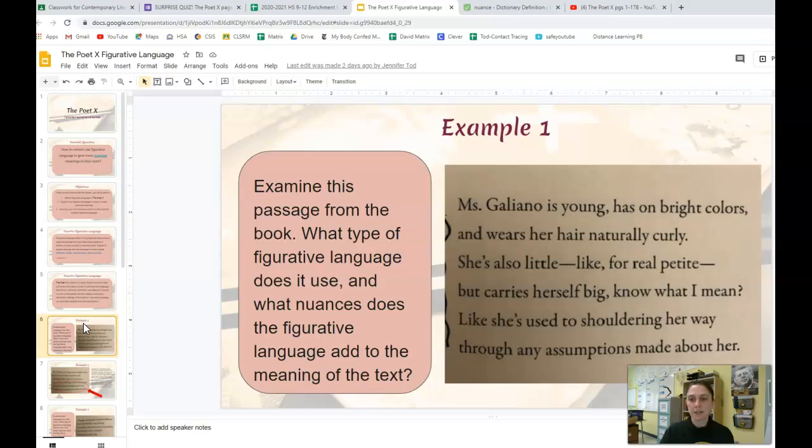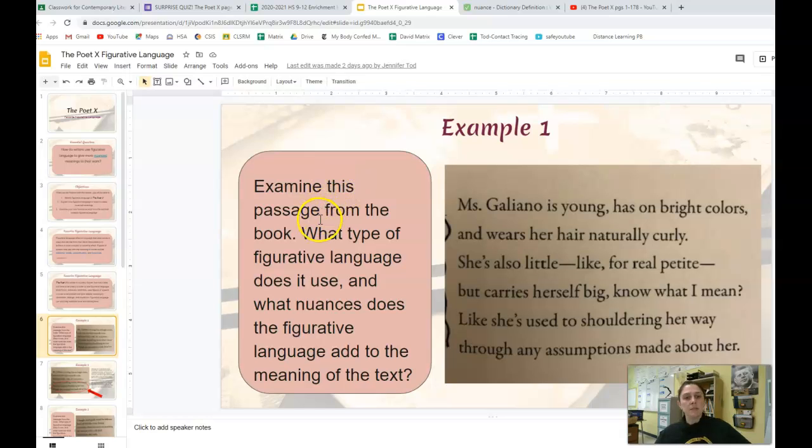So let's look at this first example. I took three examples of figurative language from the book, and I took pictures of them with my phone and uploaded them to this slideshow. I actually have the book in front of me, so you guys, who have the ebook, can just do screenshots from your Chromebook.